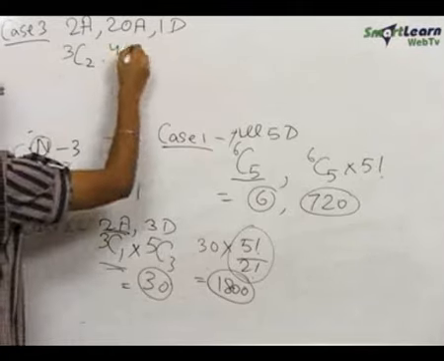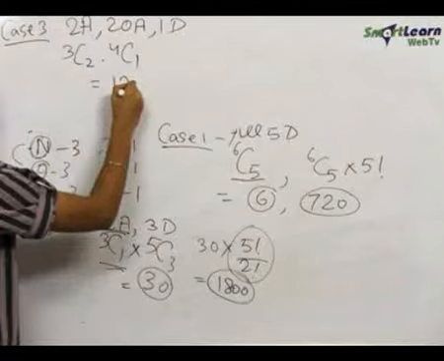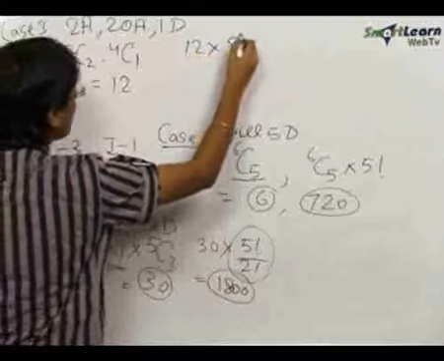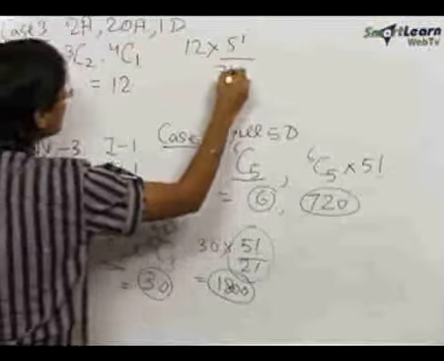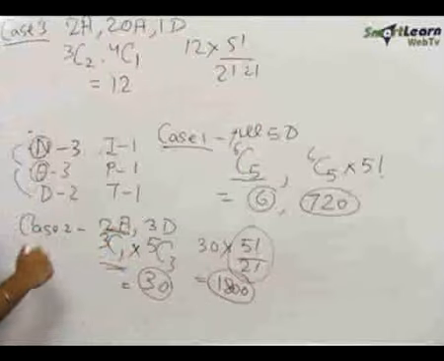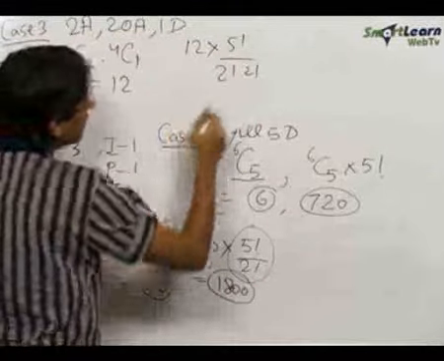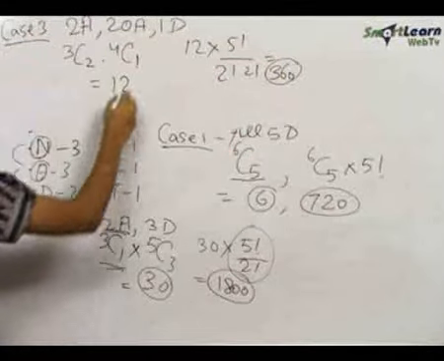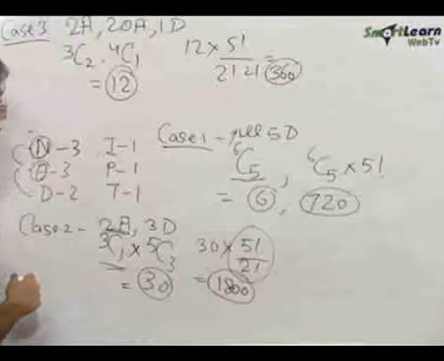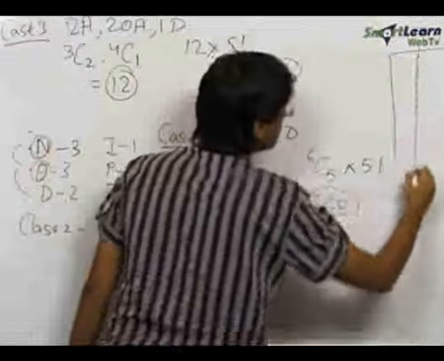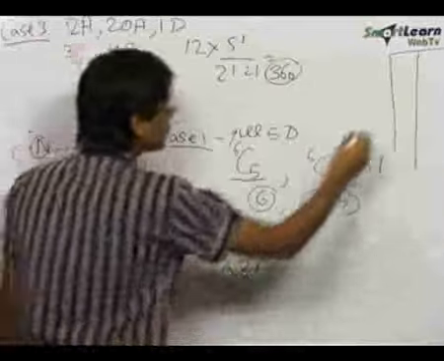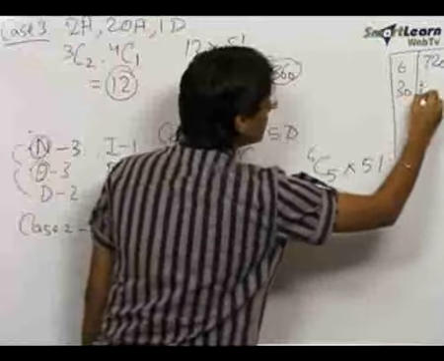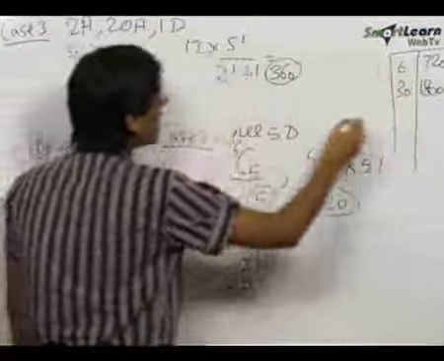So 4C1. So this becomes 12, and the total number of ways of forming words are 12 into 5 factorial divided by 2 factorial, 2 factorial, because there are 2 sets of alike alphabets. This is 120 divided by 4, that is 30, into 12 is 360. So we'll try to remember these 2 also. We make a column over here. First was 6 and 720. The second was 30 and 1800. And the third is 12 and 360.